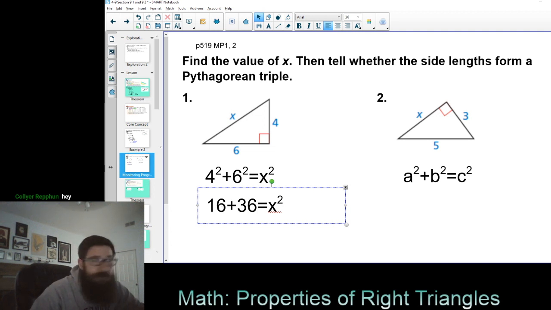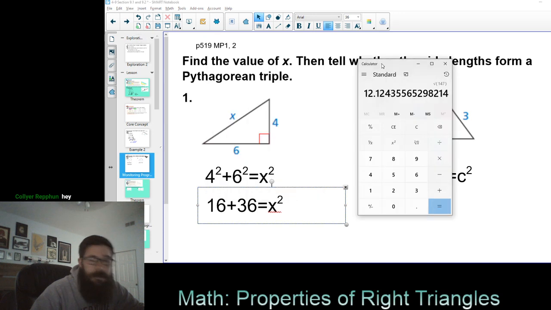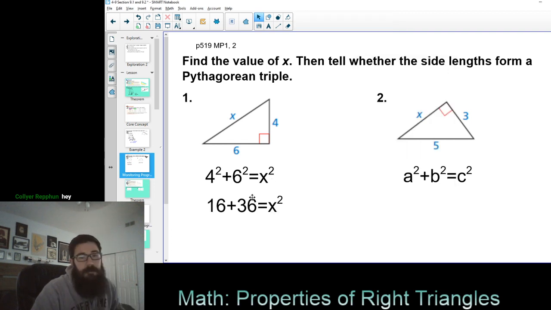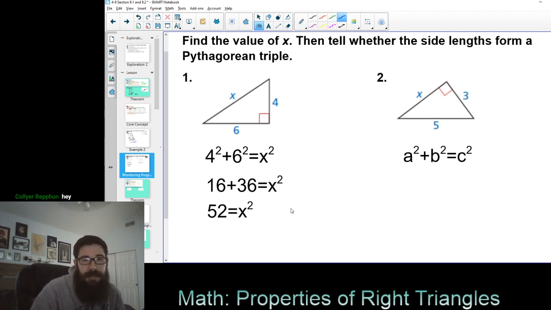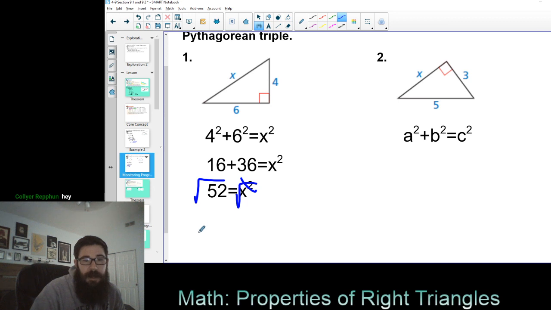Add those together. Again, I'll bring the calculator on screen so you can see what I'm doing. I get a 52. So at this point, I now have 52 equals x squared. Got to switch over to the pen because I can't do a good square root. I'm going to square root both sides because that's going to cancel this 2 out right here. My final answer is going to be square root of 52 is x.